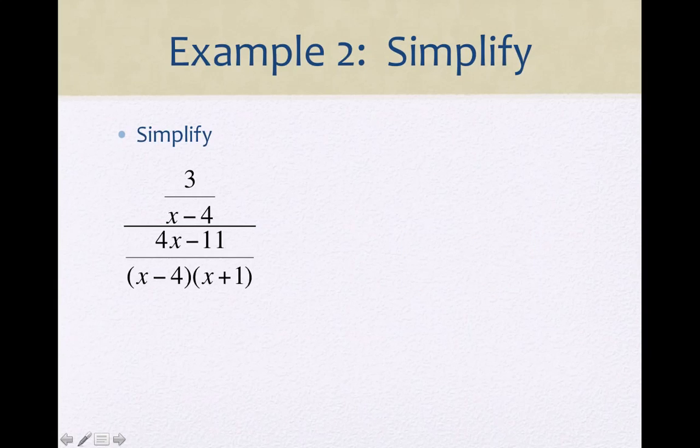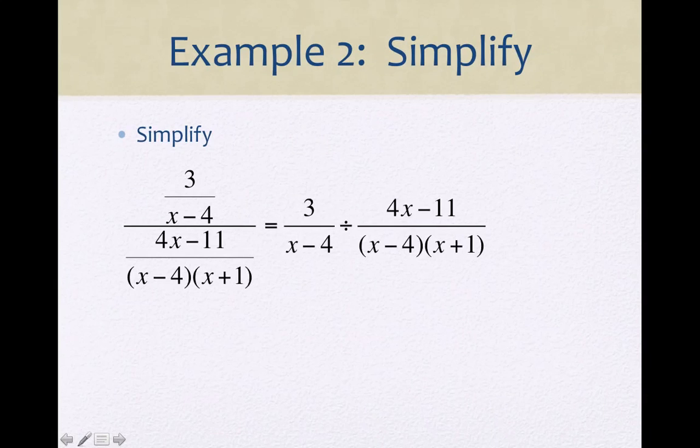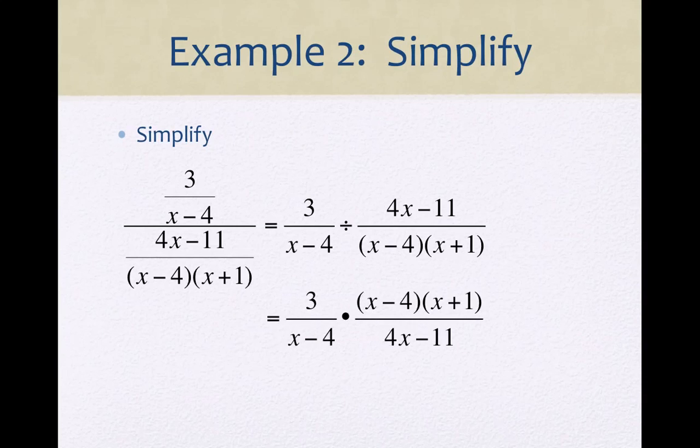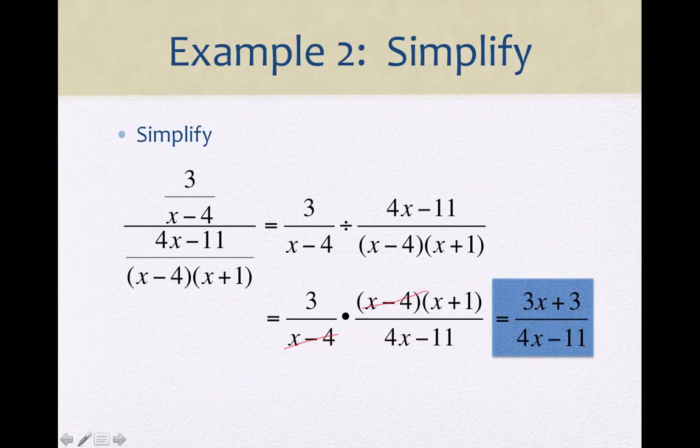And so now that we have a single expression over a single expression, we can rewrite it as a division problem, which means really rewriting it as a multiplication problem. And then we can cancel out the common factors, which in this case would be the x minus 4. And so now the 3 times x plus 1, we can distribute the 3 to get 3x plus 3, and the 4x minus 11 will stay as our denominator.